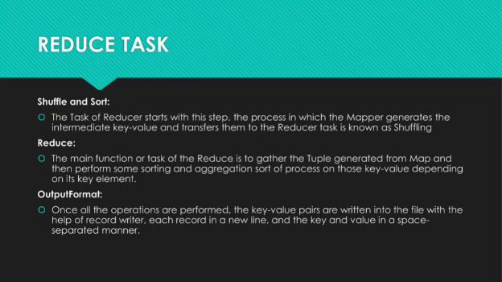Reducer task: shuffle and sort. The task of the reducer starts with this step, the process in which the mapper generates the intermediate key-value pairs and transfers them to the reducer task is known as shuffling. Using the shuffling process, the system can sort the data using its key value.